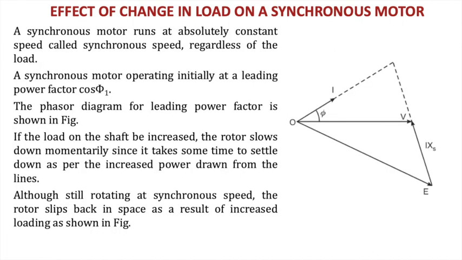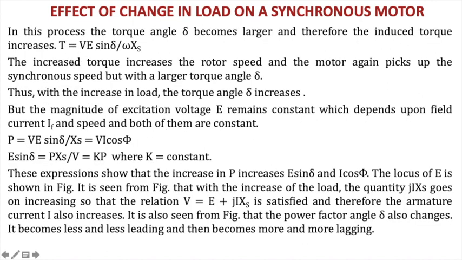Now we'll try to analyze the effect of change in the load of the synchronous motor. When you increase the load, the drop increases and therefore the power angle delta increases. But the motor keeps on rotating at the synchronous speed. The only thing is that the rotor slips back in space as a result of the increased loading. Now the torque equation can be given by T is equal to VE sin delta by Xs, that is your power equation. Divided by omega, you will get the torque.